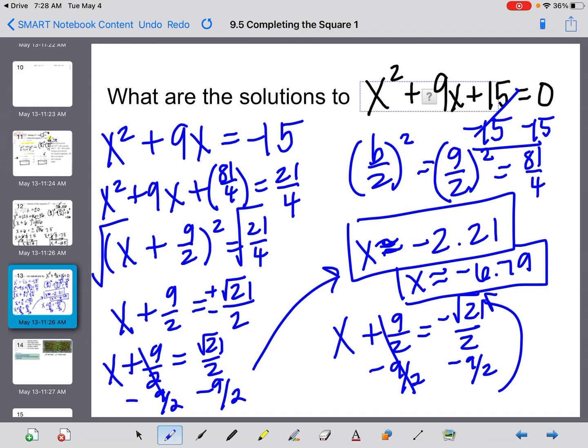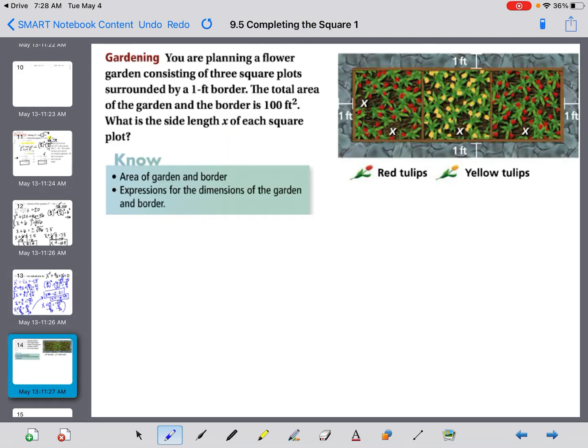Okay, first one, you're planting a flower garden consisting of 3 square plots. Hopefully you can see those here, 1, 2, 3. They are surrounded by a 1-foot border. That's this rock border that you can see. The total area of the garden and the border is 100 feet squared. What is the side length of each square? So what are these x's actually worth?